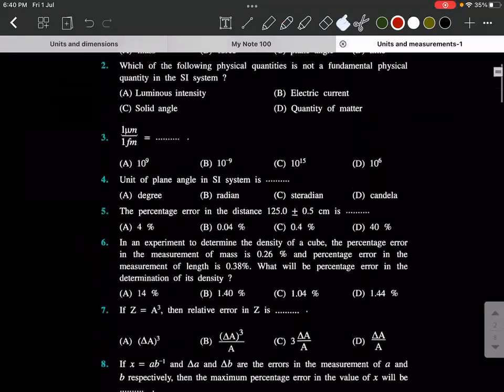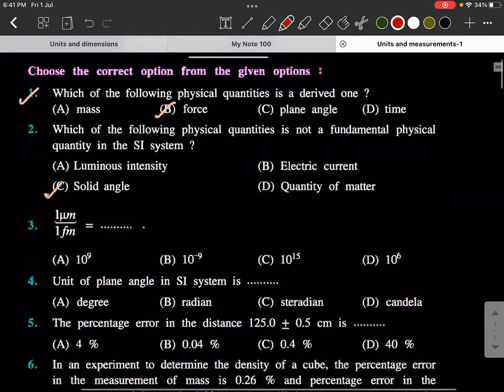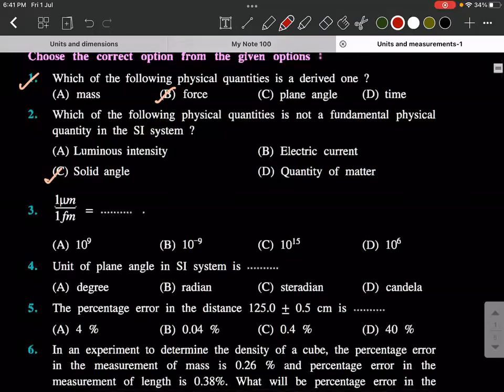So we'll concentrate on problems only related to errors and units. First one, which of the following physical quantities is a derivative? Which of the following physical quantities is not a fundamental physical quantity in the SI system? You know how to read that? This is called as mu. Okay, it's a Greek letter. Mu refers to 10 power minus 6. Mu is basically, in terms of mathematical language, you call it as micro.